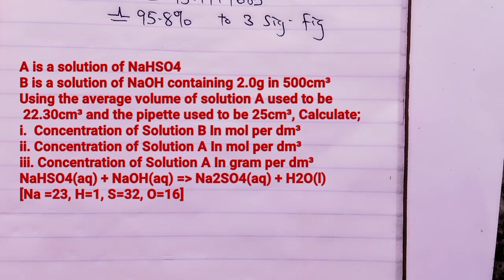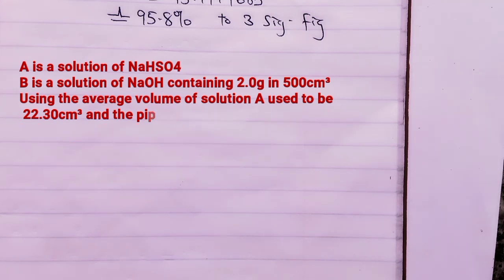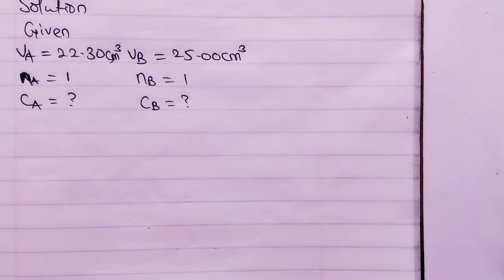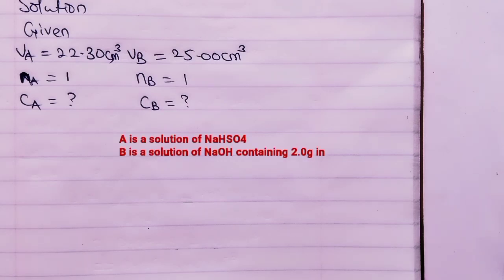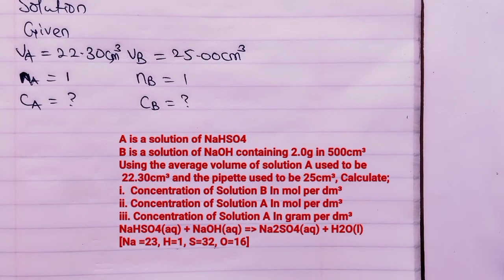Therefore, we need to go with what has been given to us. The volume of the solution A used, which is VA, is given to us as 22.30. Volume of the solution B used, which is our VB, is 25.00 centimeter cube. And we know that the mole ratio of solution A and B are all just 1. Therefore, we are going to have CA, and CB is not given. Therefore, we go back to the question. The question asks us to find the concentration of B. Therefore, we are going to look for this. And we have already information that will help us to get that.